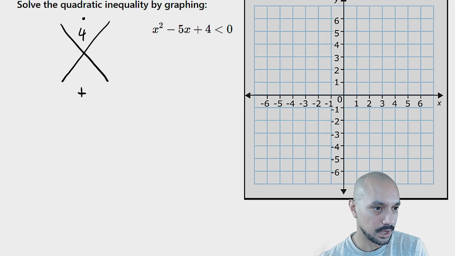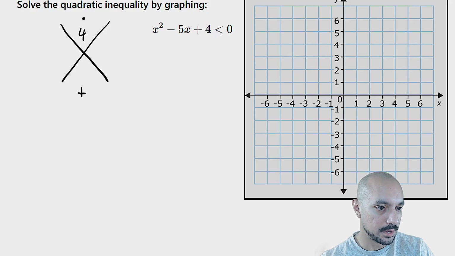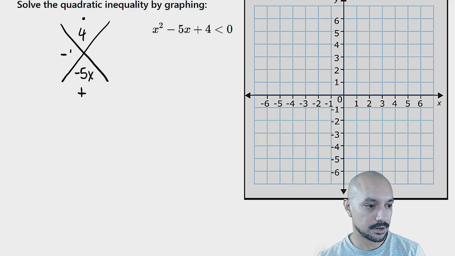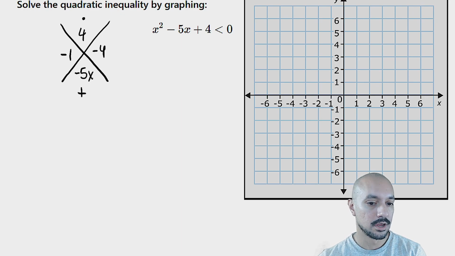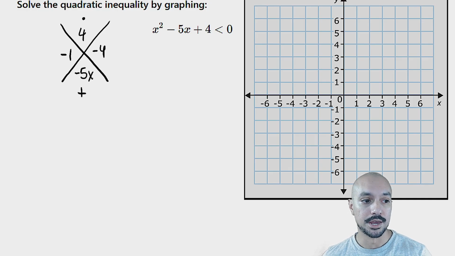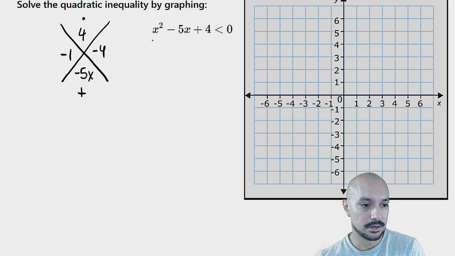So I want to multiply to 4. I want to add to -5x. So I think about two numbers that are going to accomplish that for me. Two numbers that come to mind are -1 and -4. Really quick, I could check that. So -1 times -4 gives me a +4, and -1 plus -4 gives me a -5. So those are the two numbers I wanted. From here, I'm going to go ahead and rewrite the left-hand side of this inequality in factored form.